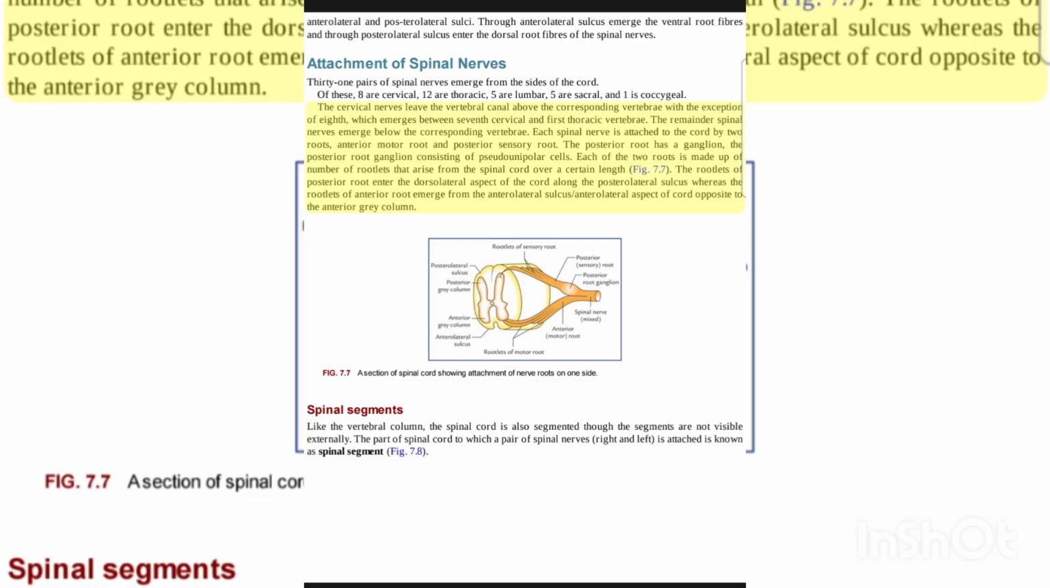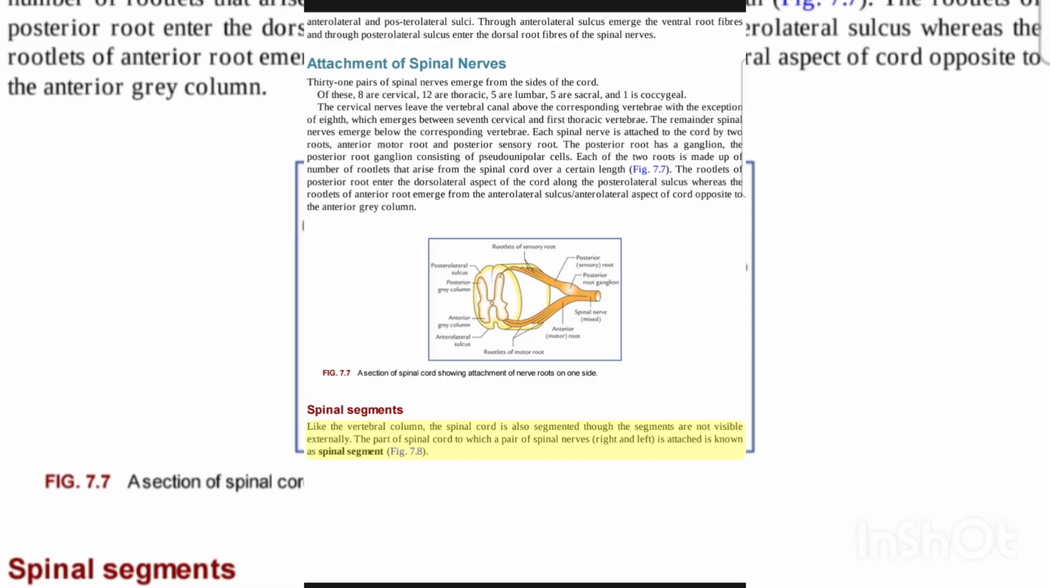Each spinal nerve is attached to the cord by 2 roots, an anterior motor root and a posterior sensory root. The posterior root has a ganglion, the posterior root ganglion, consisting of pseudounipolar cells. Each of the 2 roots is made up of a number of rootlets that arise from the spinal cord over a certain length, Fig. 7.7. The rootlets of the posterior root enter the dorsolateral aspect of the cord along the posterolateral sulcus, whereas the rootlets of the anterior root emerge from the anterolateral sulcus, anterolateral aspect of the cord opposite to the anterior gray column. Spinal segments. Like the vertebral column, the spinal cord is also segmented, though the segments are not visible externally.